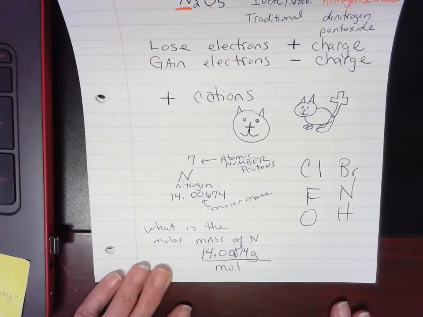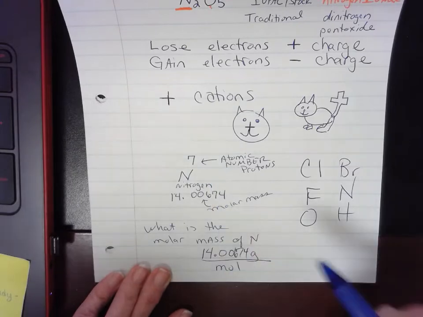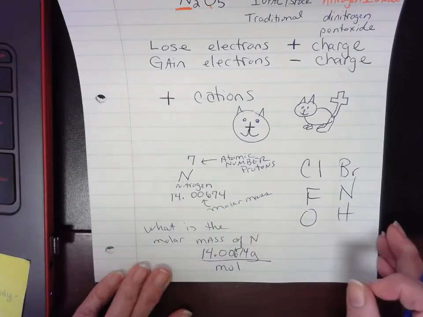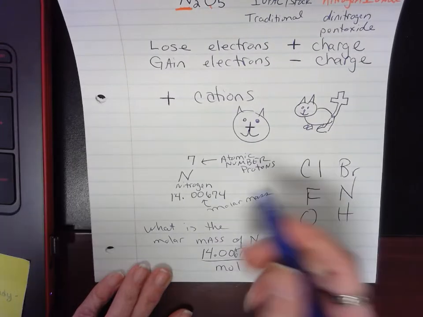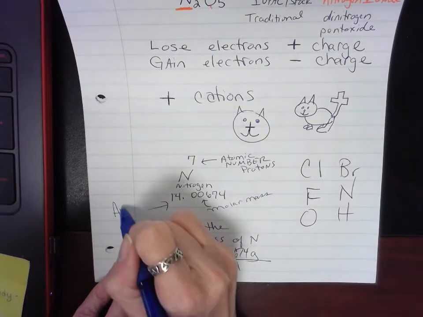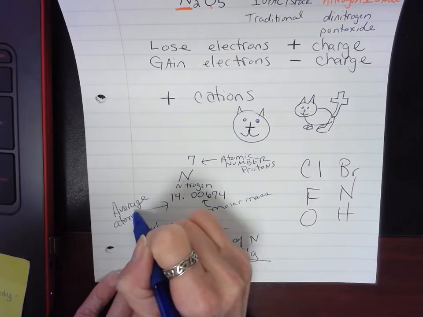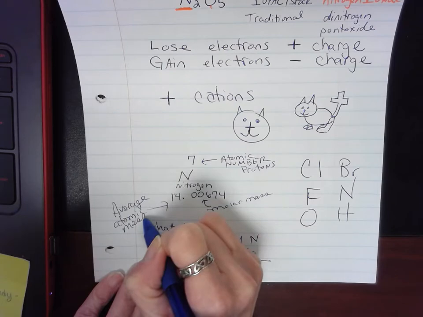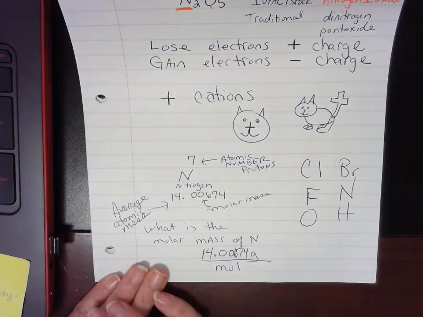Okay, what this does not tell you, this does not tell you your mass number. Remember, this is your average atomic mass. And it takes into consideration all of the isotopes that are common in nature and their percentages.